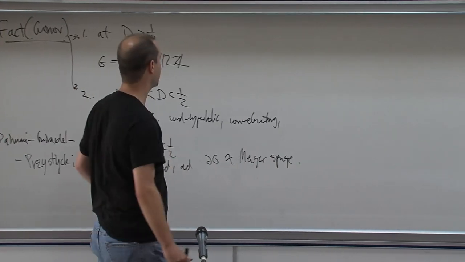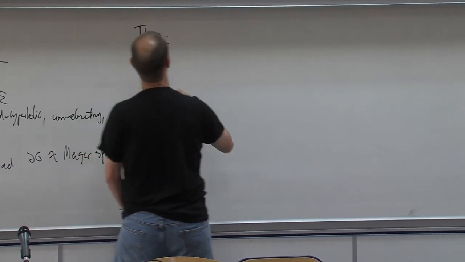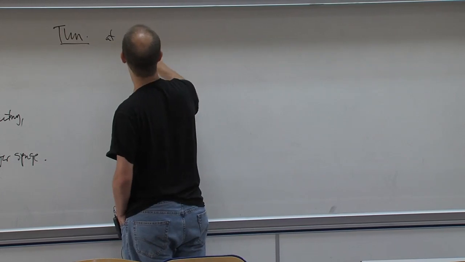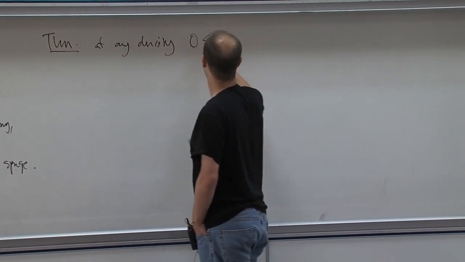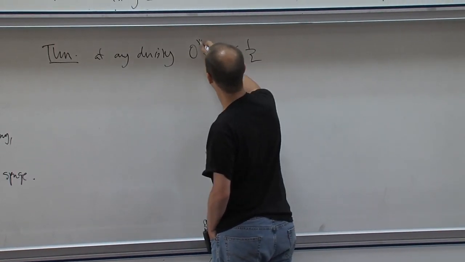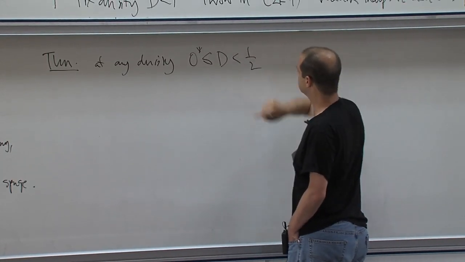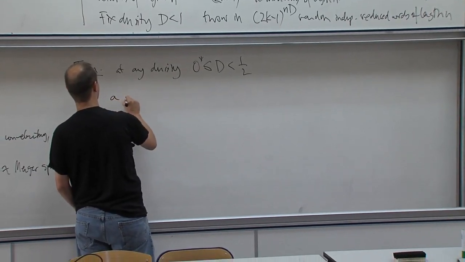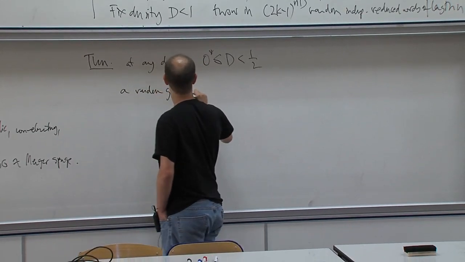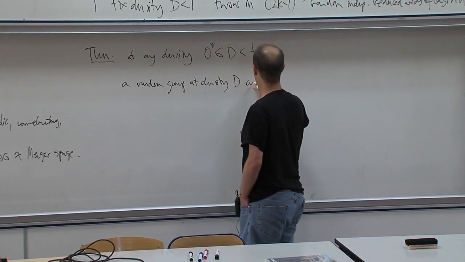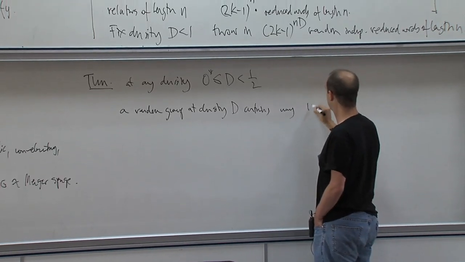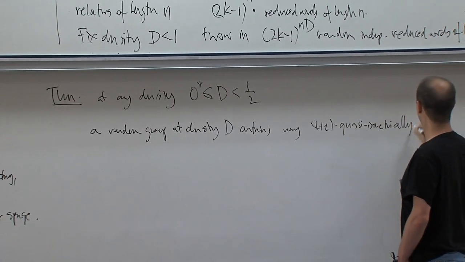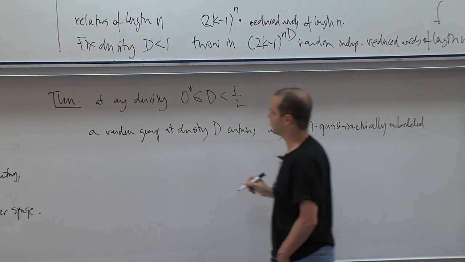And so what we prove is, I'm going to write, it's a little bit cheeky, at any density d between 0 and a half, I'll put an asterisk here, I'll just say a random group at density d contains, I'll just say, many 1 plus epsilon quasi-geodesically embedded, quasi-isometrically embedded surface subgroups.